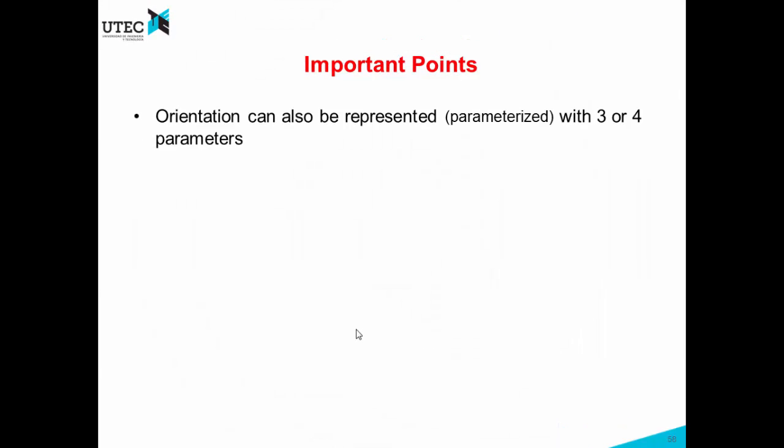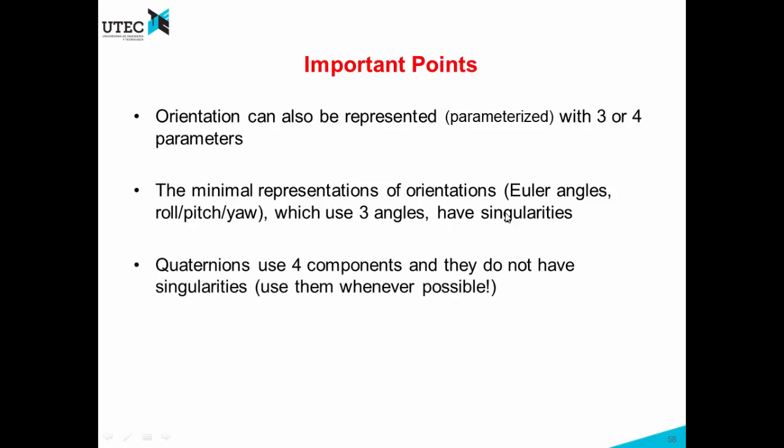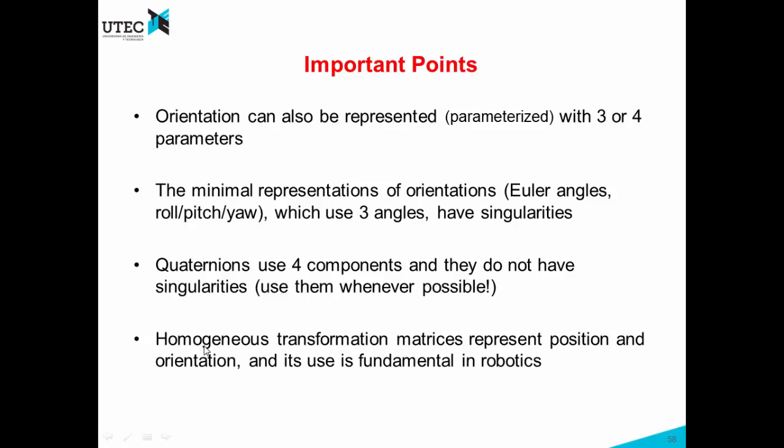The important point here is that orientation can be represented with 3 or 4 parameters. The minimal representations are Euler angles, roll pitch yaw, and also axis angle. They only use 3 elements, but they have singularities. Quaternions use 4 components and they do not have singularities, and they are the preferred way to represent rotations. Homogeneous transformations represent both position and orientation, and they are fundamental in robotics.